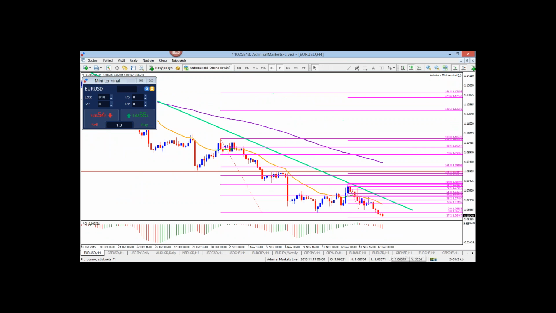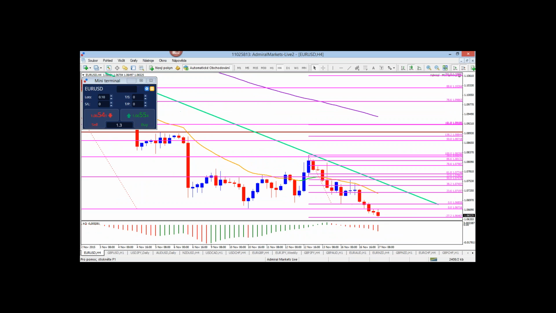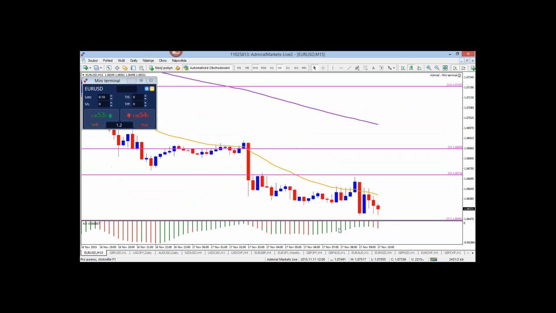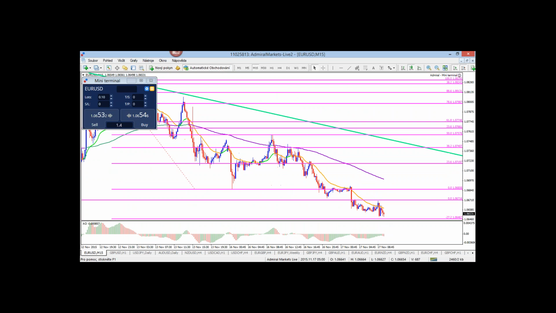I think it's a good break. We got a 4-hour candle below it, and we got a candle below it. So I think there's a good chance of continuation. Let me get rid of these fibs.